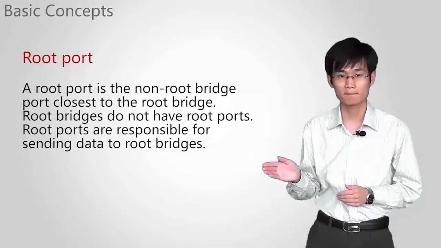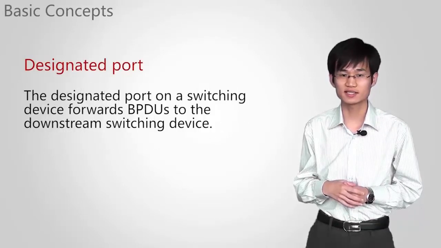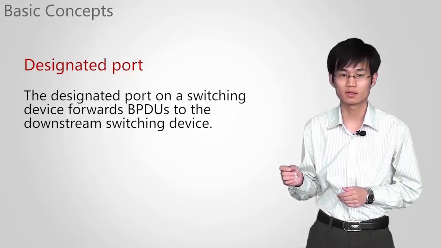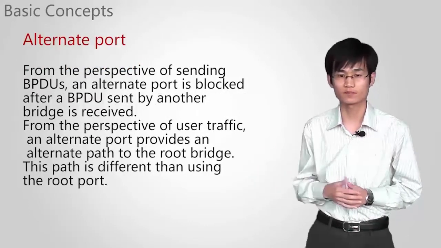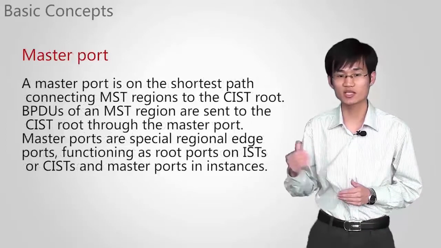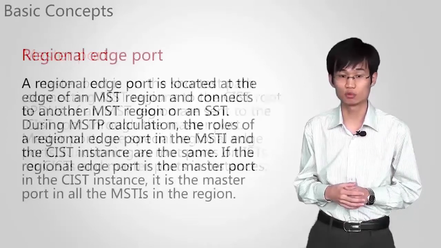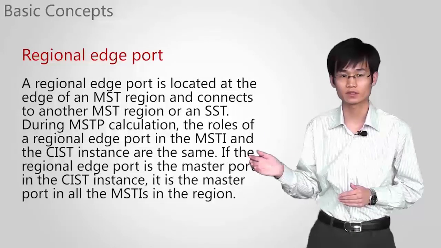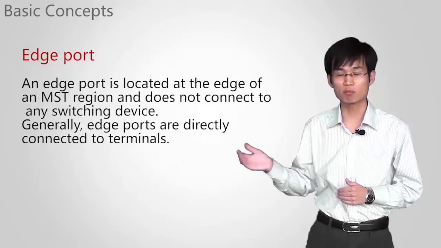MSTP ports have 7 roles, including root port, designated port, alternate port, backup port, edge port, master port, and regional edge port. Next, I will explain port roles. First, root port. Second, designated port. Third, alternate port. Fourth, backup port. Fifth, master port. Sixth, regional edge port. Seventh, edge port.